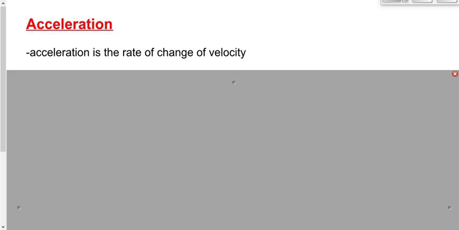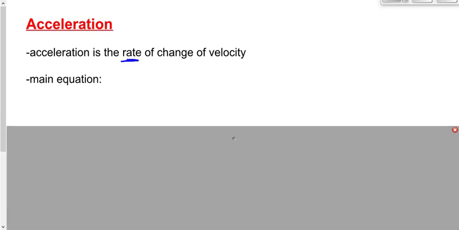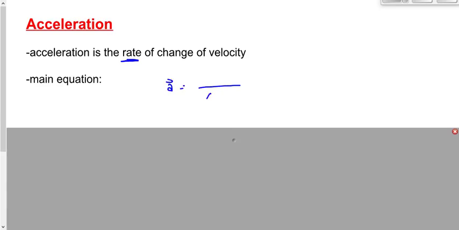Anything that's a rate has time on the bottom. So acceleration would be something over time. Velocity was change in position over change in time because it was defined as the rate of change of position. Well, acceleration will therefore be delta v, the change in velocity, over change in time. Giving me my base equation for acceleration, a is equal to delta v over delta t.